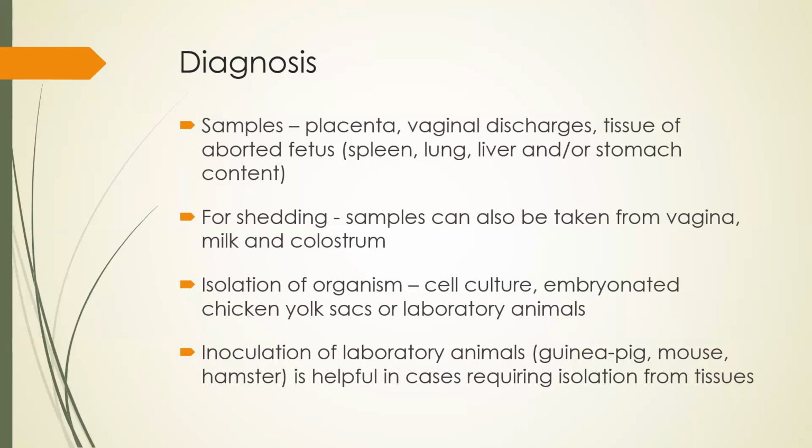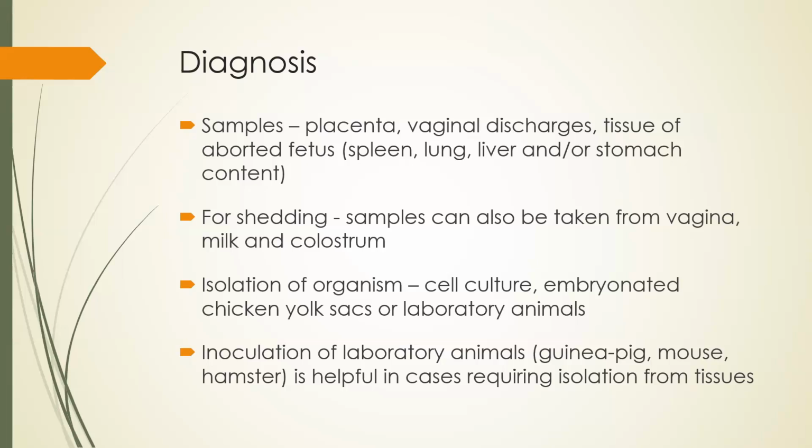Isolation: if our interest is in the isolation of the organism, we can go for cell culture, embryonated chicken yolk sacs, or laboratory animals. But isolation of the organism is a tedious job, and in addition to that, we need a BSL-3 facility in the lab also.